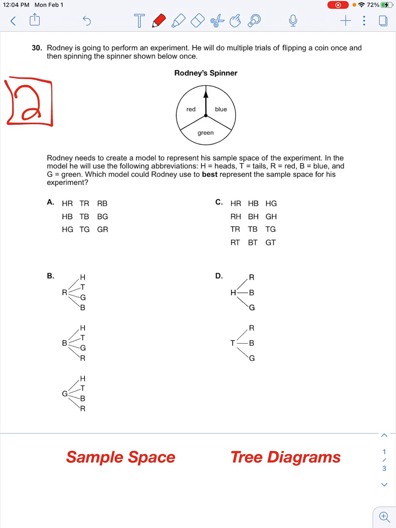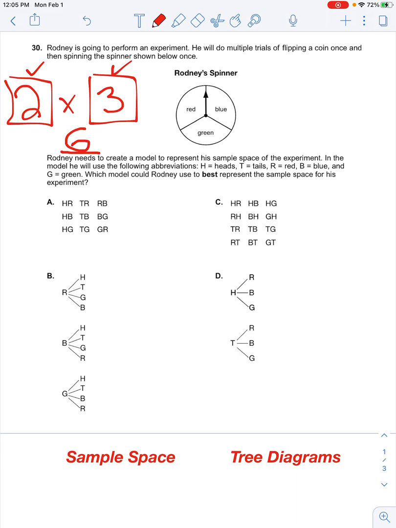Then it says Rodney's spinning the spinner. When you look at a spinner, you want to make sure that all the slices of the pie are about the same. Because if that's the case, then the probability of spinning red, blue, and green are all the same. So there are three fair chances there. To determine a total outcome, you take the outcomes for the first event, flipping a coin, multiplied by the outcomes of the second event, spinning the spinner. So there are 6 possible outcomes when you flip a coin once and spin this spinner once.